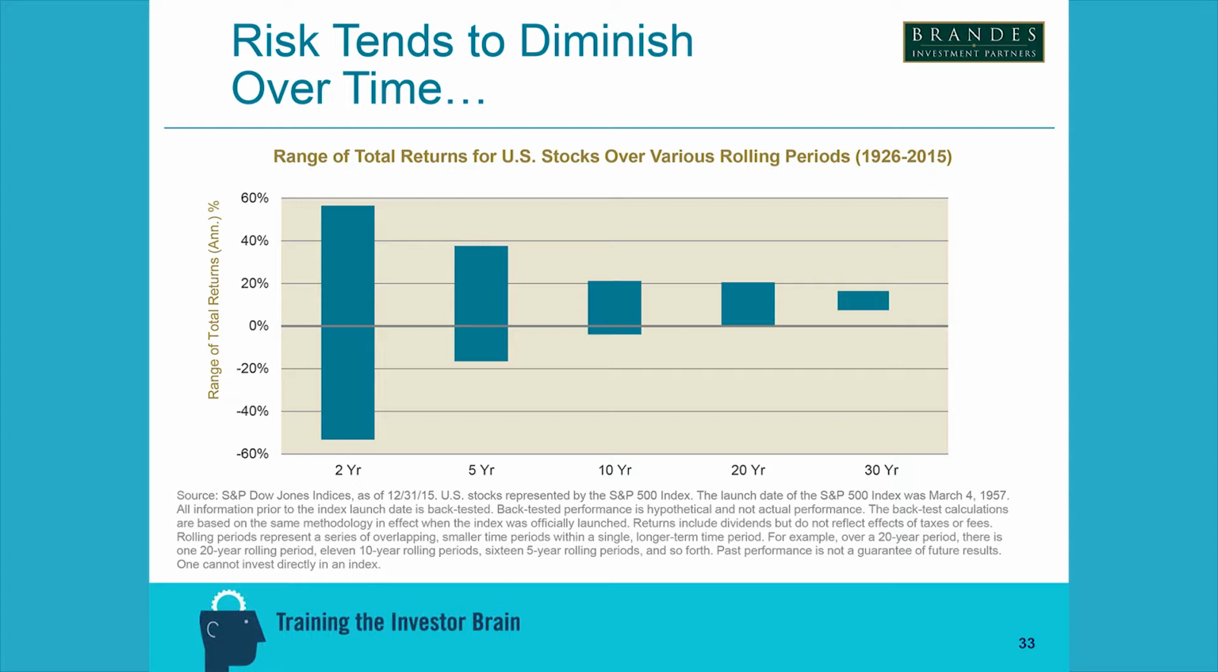Sure, stocks can be risky, no question. But look what happened to the range of actual outcomes over time. Over rolling 2-year periods, annualized returns for stocks were as high as 50% and as low as negative 50%. And remember, that's annualized. But when we look at rolling 5-year annualized returns, the range of outcomes was tighter. And that trend continued with rolling 10, 20, and 30-year periods.